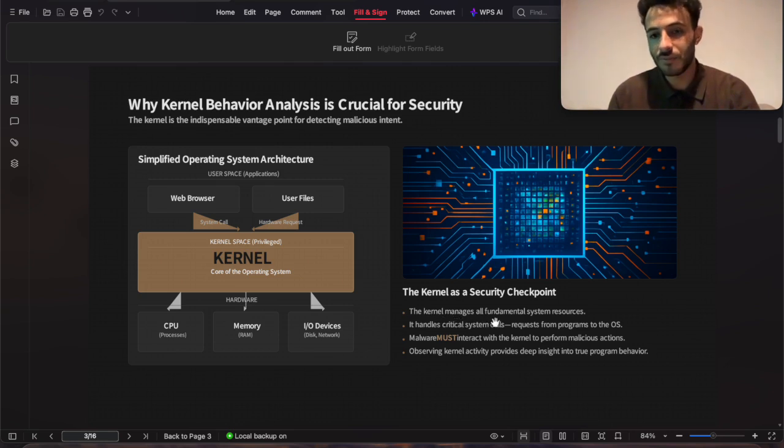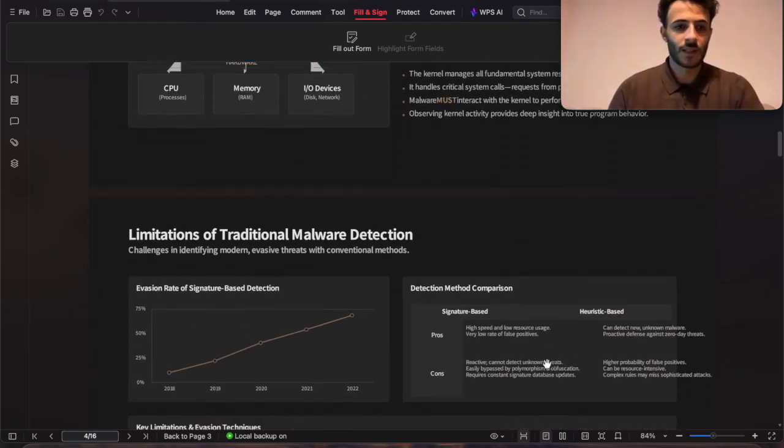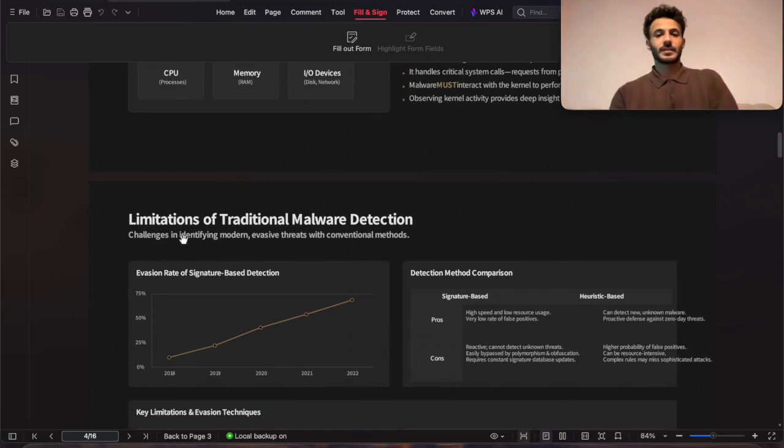The kernel manages the fundamental system requests. It handles the hierarchical system calls requested from the program, and malware interacts with the kernel to perform malicious actions. Observing kernel activity provides deep insight into the true program behavior. Automation of the traditional malware detection.